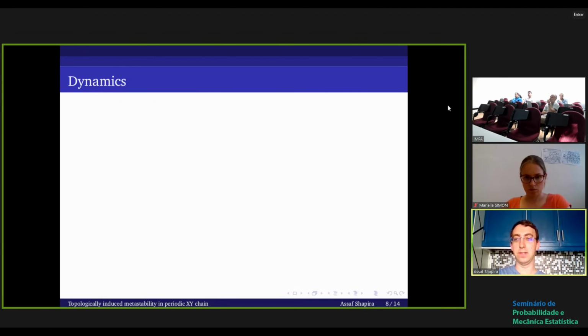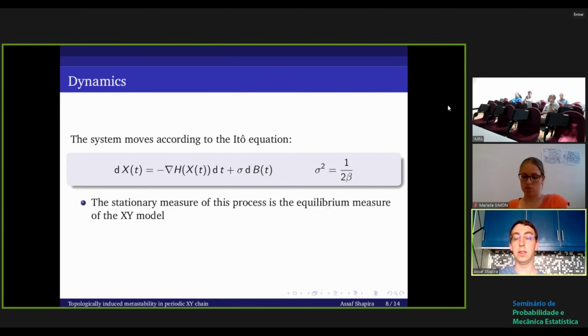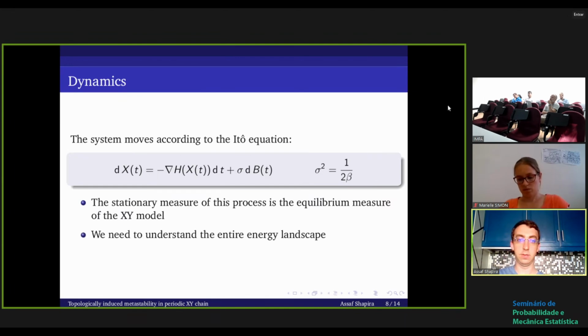I started by saying that we wanted to understand the dynamics. So we put the dynamics, which is the Glauber dynamics, or gradient descent, if you want, which is defined as the following Ito equation. We see that dx is minus gradient h, which means that I go down the gradient, which makes sense since I want the energy to be small, plus some noise term, sigma dBt, and the strength of the noise is 1 over 2 beta, which guarantees that this process is going to be reversible with respect to the equilibrium measure, mu, that we talked about before. So this is a dynamics whose equilibrium is really our equilibrium. I think of it as the Glauber dynamics for this model.